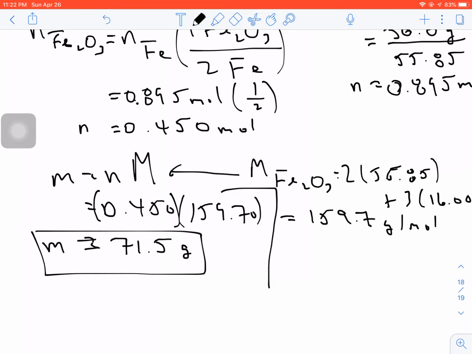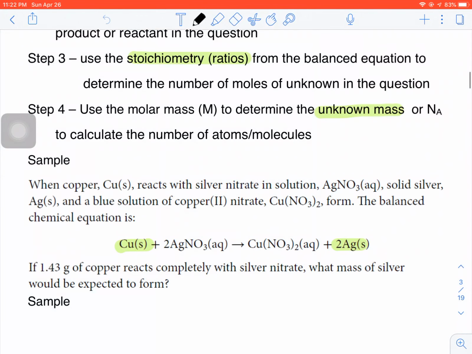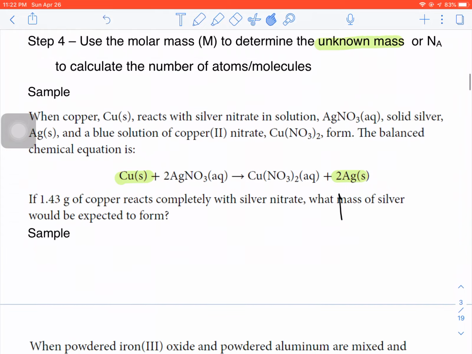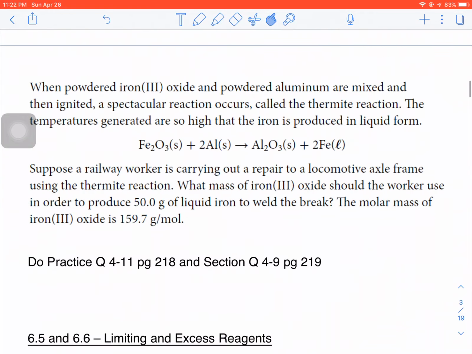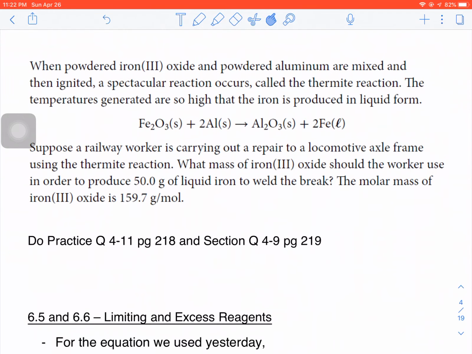Okay, I think that's it for me. I'm going to stop there. I'm going to leave you with the last questions, and there's a bunch of them here, on page 218. So we've done this problem here with the copper and silver. We've done this problem here, which is the thermite reaction, making liquid iron out of Fe2O3. And I'm going to leave you for today with these questions here on page 218.